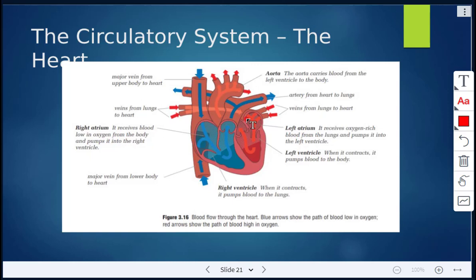Now the blood is rich in oxygen. From here, it will go to the left ventricle. That will contract, and the blood will go through the aorta and to the rest of the body to deliver the oxygen to all the cells of the body.